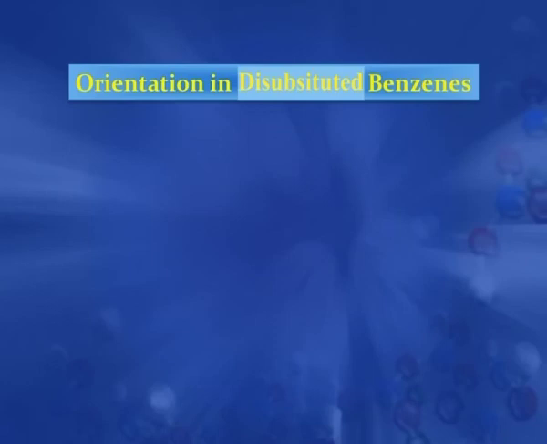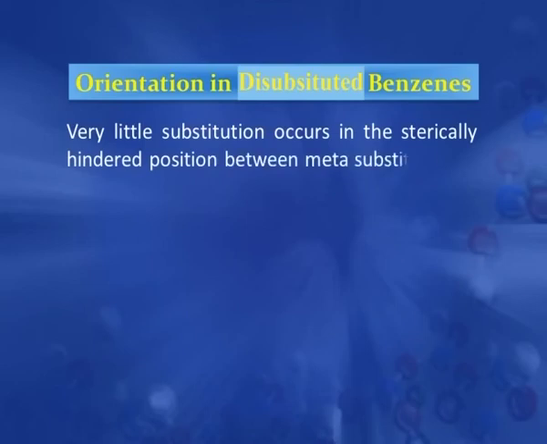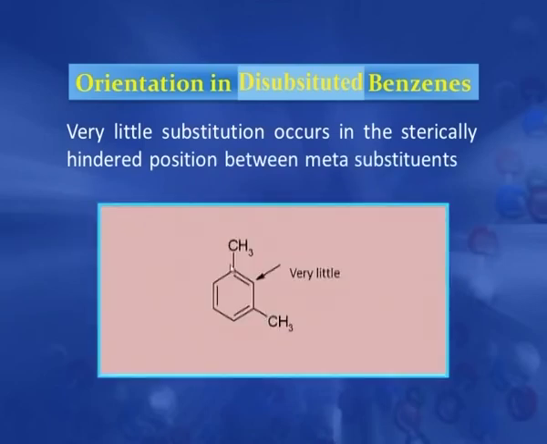Now, the last case, very little substitution occurs in the sterically hindered position between meta substituents. So, these two methyl groups are present, and this position is ortho to both of these methyls. Because both are ortho and para directors, the incoming group can enter this position also, but as this is in between these two groups, this position is sterically hindered. So, attack will take place mainly on this position and this position, and this isomer will be of lesser percentage.